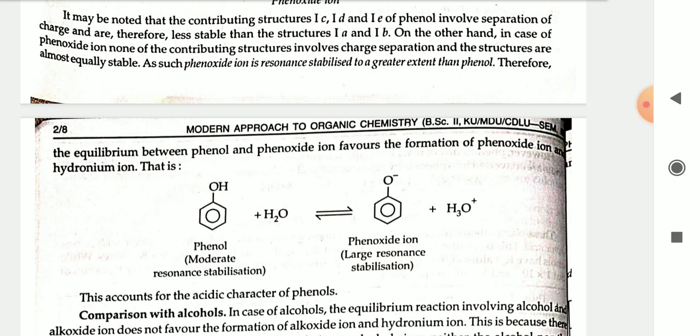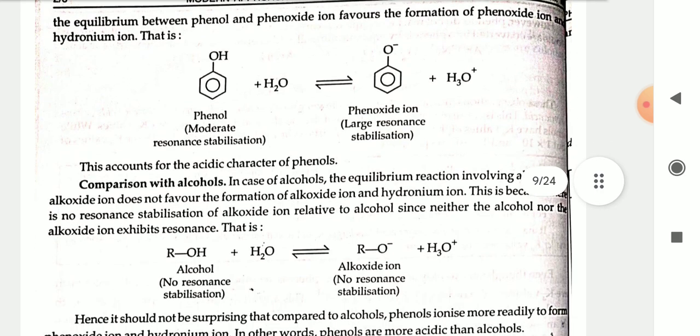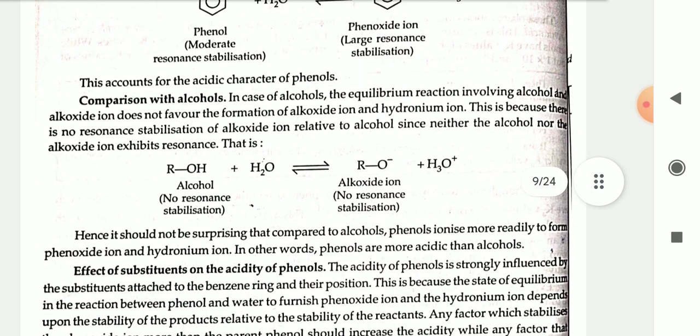On the other hand, in the case of the phenoxide ion, none of the contributing structures involve charge separation and the structures are almost equally stable. As such, the phenoxide ion is resonance stabilized to a greater extent than phenol. Therefore, the equilibrium between phenol and the phenoxide ion favors the formation of the phenoxide ion and the hydronium ion. This accounts for the acidic character of phenol.